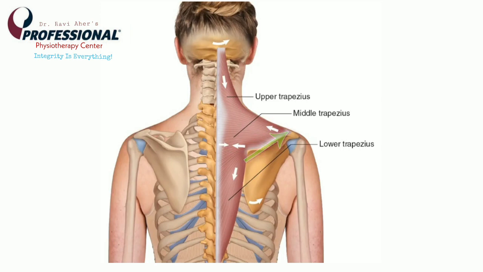The middle trapezius attaches into the spinous processes of T1 through T5. From there, it runs distally to attach into the acromion process and spine of the scapula.